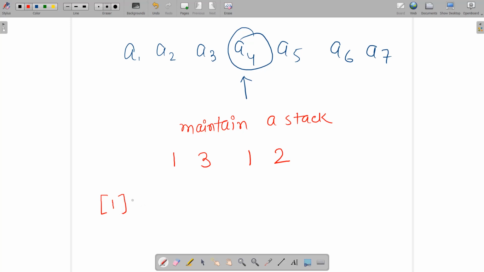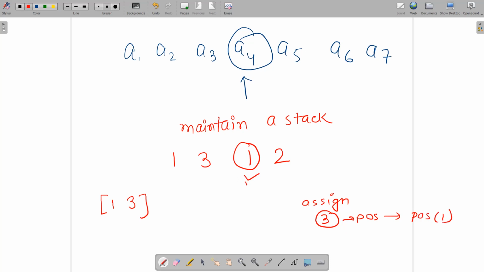Then again 3 will come, so I will push 3 into the stack. And when 1 comes, 1 is an element which is smaller than 3, and it's present to the right of this 3. So it means that the first smaller element to the right of the element 3 is 1. So I will assign the element 3's next smaller element as the position of the element 1. Okay, so this is the next smaller element.